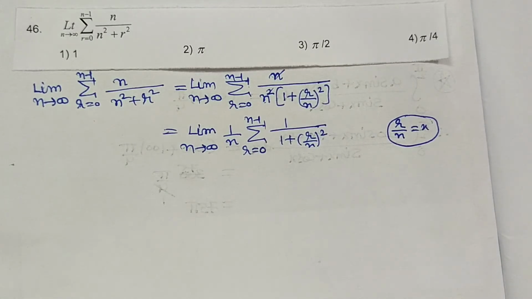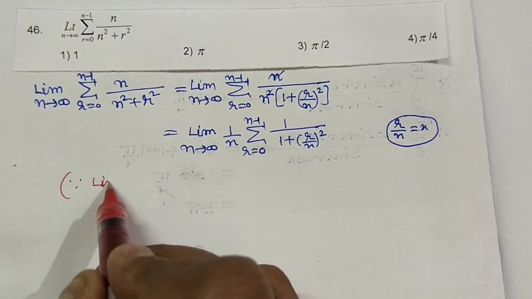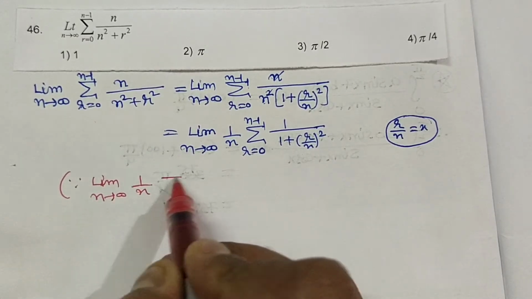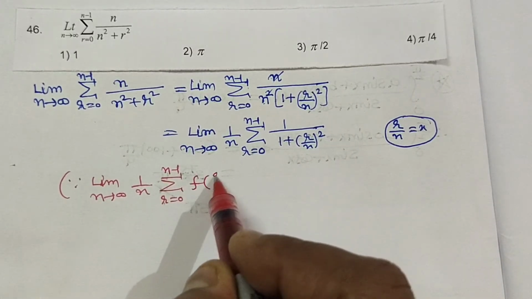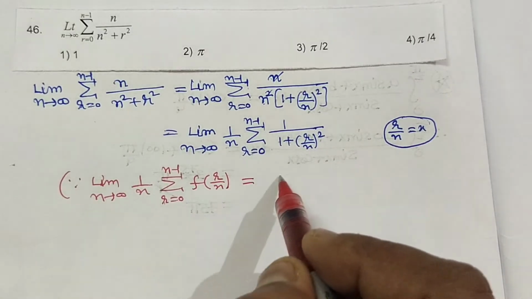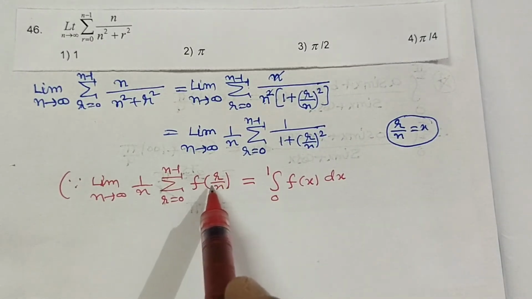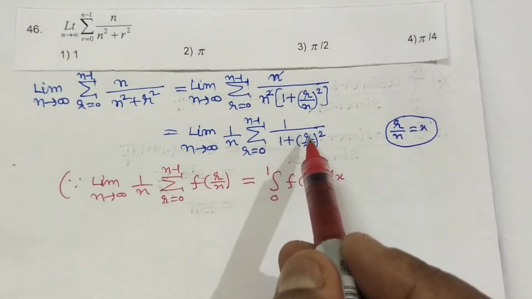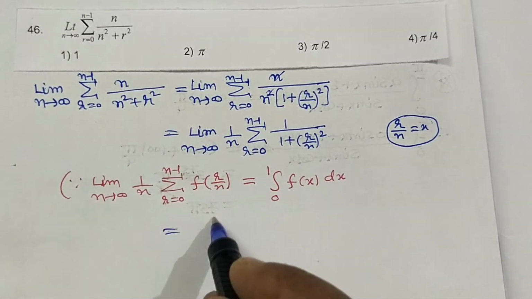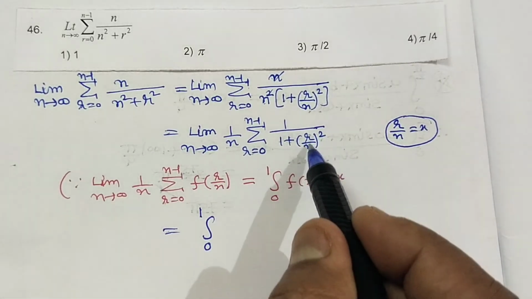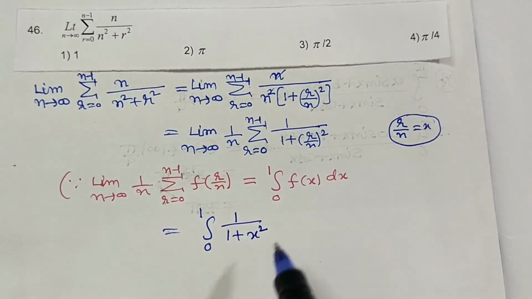See how we are going to change the limit in terms of integration. We have the formula: limit n tends to infinity, 1 by n summation r equal to 0 to n minus 1 f of r by n is equal to the integral 0 to 1 f of x dx. That means wherever r by n is there, you have to replace it with x. That is the reason I wrote r by n as x. So this complete limit becomes the integral 0 to 1, 1 by 1 plus x square dx.